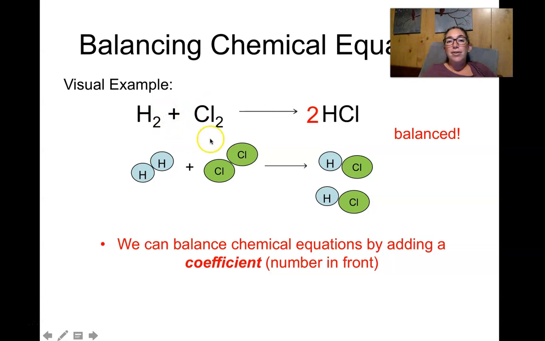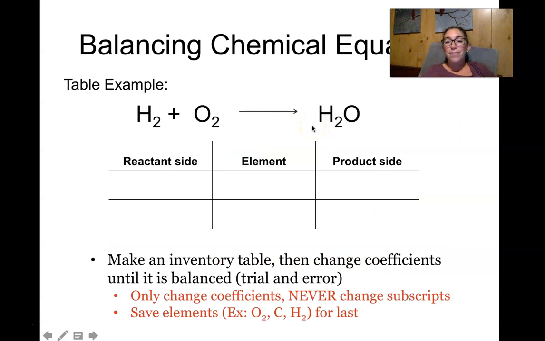We never ever change subscripts. Those are inherent parts of the chemical equation. If we change them, we're changing the chemistry. We can't do that. We can only change the amount of each of these things we have by adding coefficients.